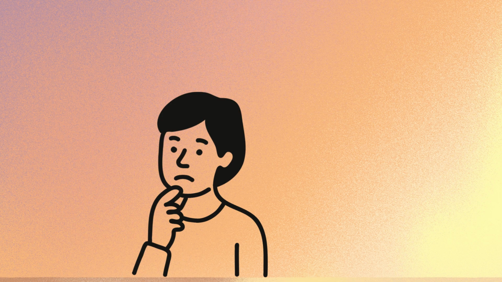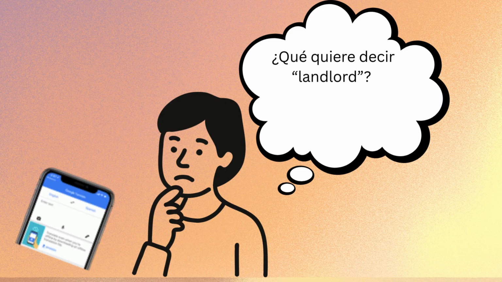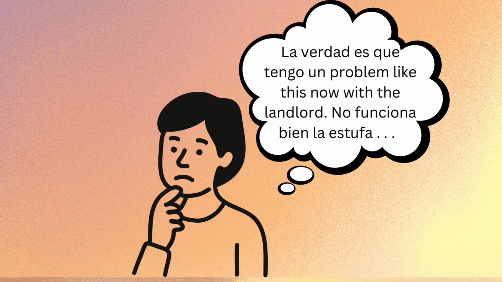Maybe one student, Jorge, is thinking in Spanish. He wonders what landlord means. He quickly checks Google Translate on his phone. Oh, now he knows. Then Jorge starts thinking about a real problem that he's having with his landlord right now. He starts to think of what he would write in his note, and some of his ideas are coming in his mind in Spanish and some in English.